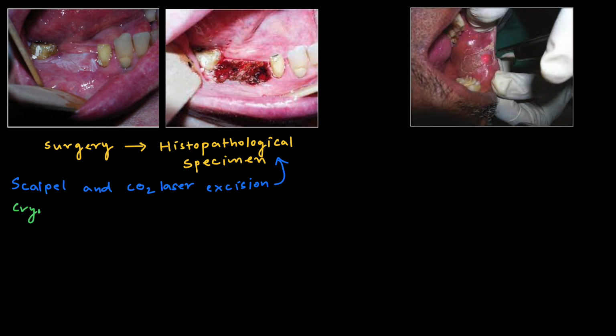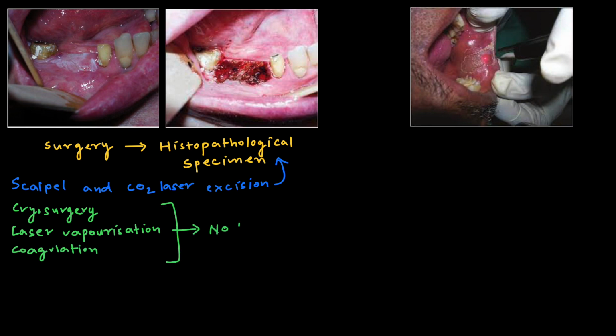However, with the use of cryosurgery or coagulation or laser vaporization, we do not get a histopathological specimen for evaluation. Resection of the lesion with a scalpel or carbon dioxide laser is preferred, as these techniques cause less postoperative scarring and postoperative pain. We can take a look at the photographs given over here, and we can observe the preoperative and postoperative photograph of leukoplakia lesion excision by a scalpel.